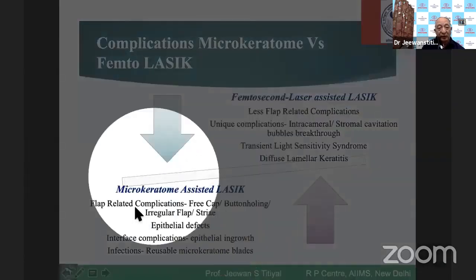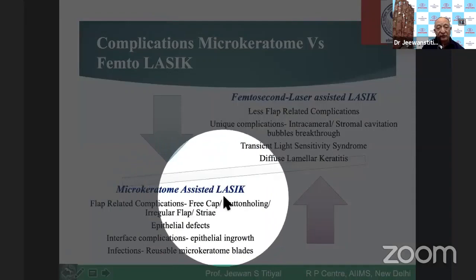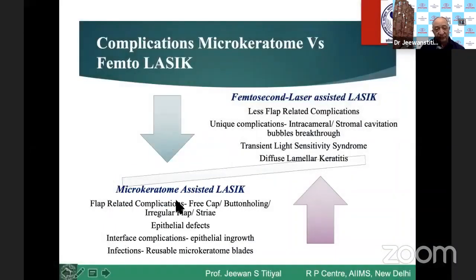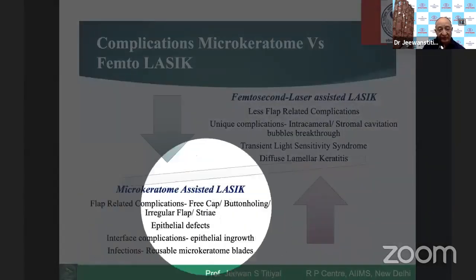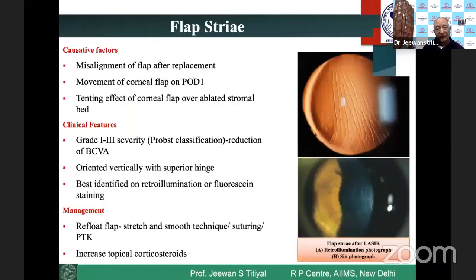While with the microkeratome, you all know it can give you an irregular flap, sometimes a free cap, buttonholing, and epithelial defects, which are very common with the blade running onto the cornea, especially if you put a lot of proparacaine onto the corneal surface. Interface complications are very common with microkeratome blades. Infections, you all know, can be there. Flap striae are not very common nowadays, but we still see a range. It can be less than 1% nowadays.